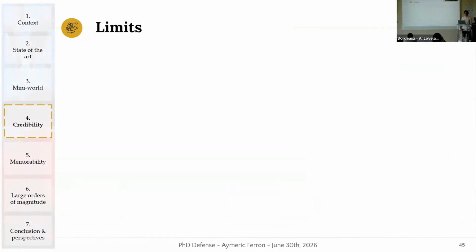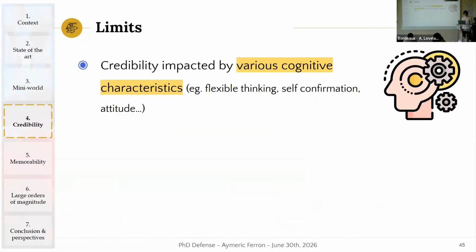So now I will present a few limits about this work. Credibility is very difficult to measure because it's impacted by various cognitive characteristics. It really depends on the people, like if they have flexible thinking, if they have self-confirmation biases, they have different types of attitudes, and our sample might not be really representative of the global population. So future work could extend the study to other participants.